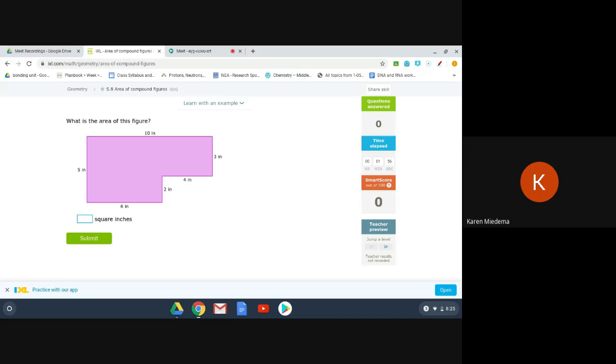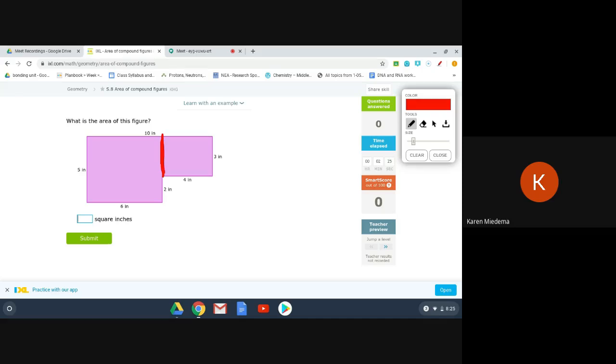Now, compound means more than one. So we don't have a direct formula to solve for the area of this figure, but we can break it into shapes that we know how to find the area of. So for example, if you look at the shape below, you should notice that you can break this shape into 2 rectangles. How? Well, I'm going to go ahead and add the line right there.